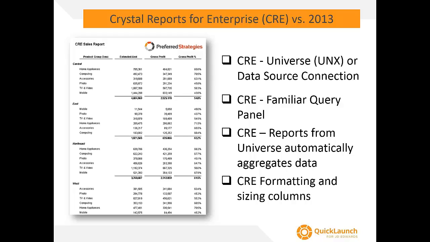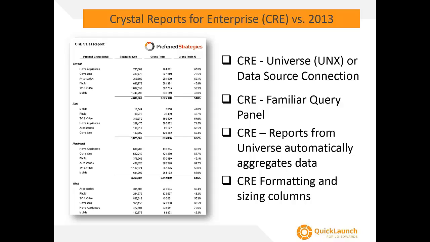The other thing that you'll notice, and we'll show you this in action in a minute, is the query panel. If you build Web Intelligence reports and you want to transition into doing some things more in Crystal, there'll be some familiarity because you're grabbing a universe, selecting objects, filtering the data, and so forth. And the nice thing, which I think is a big advantage over the traditional Crystal client, is that when you build a report with Crystal for Enterprise off of a universe and drag objects, measures, and dimensions into your canvas, it automatically aggregates the data for you.